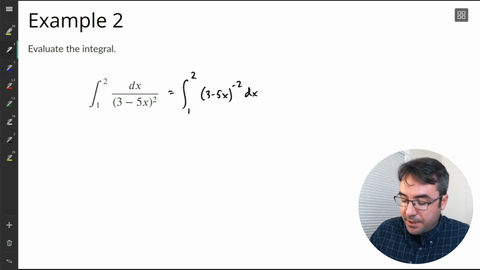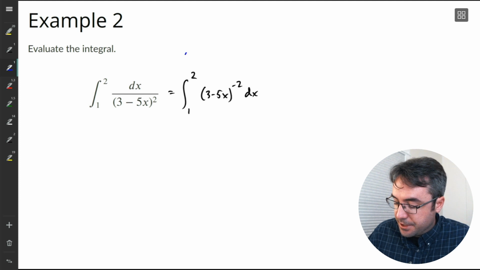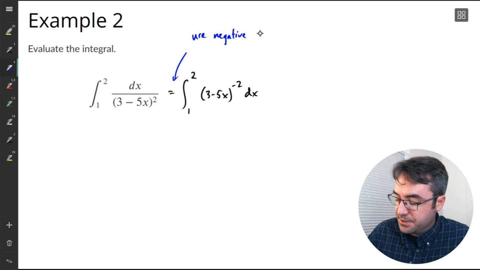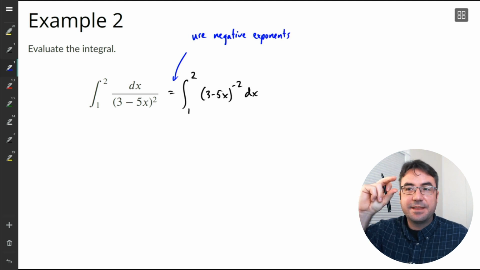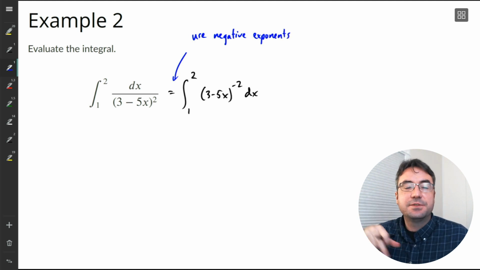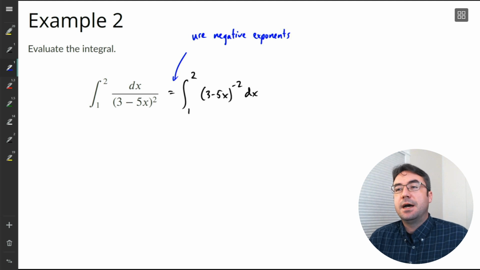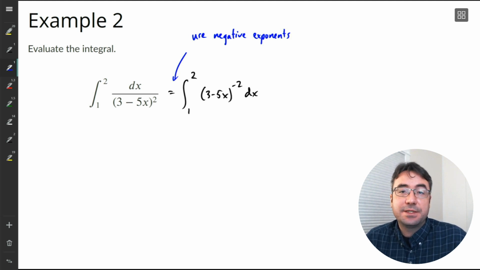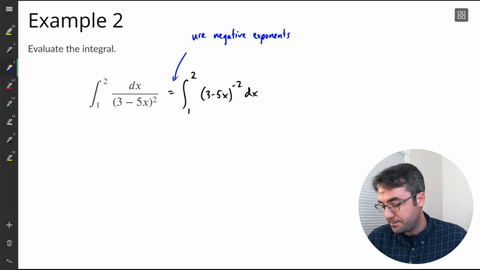So that's just one of our usual strategies here. We use negative exponents if we see fractions a lot of times. And then you could just take that dx off the top and stick it on the end there. All right, so we now have the integral of (3 minus 5x) raised to the negative 2 from x equals 1 up to x equals 2.